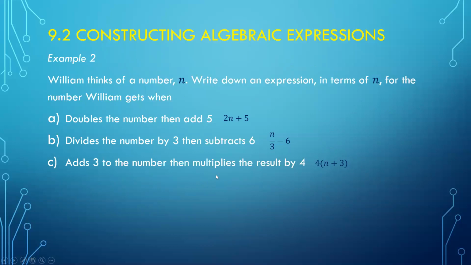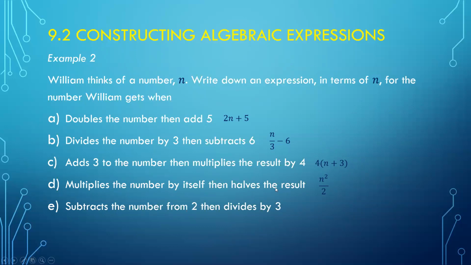D, multiply the number by itself, and then halve the result. So that means n needs to times n, and we have n squared. After that, we divide by 2 because we need to halve it. E, subtract the number from 2, then divide by 3. Meaning we need to use 2 minus n first, then divide by 3. So this is the answer: 2 minus n first, then the total answer divided by 3. Okay, so basically this is another way of converting a sentence into an expression, right?